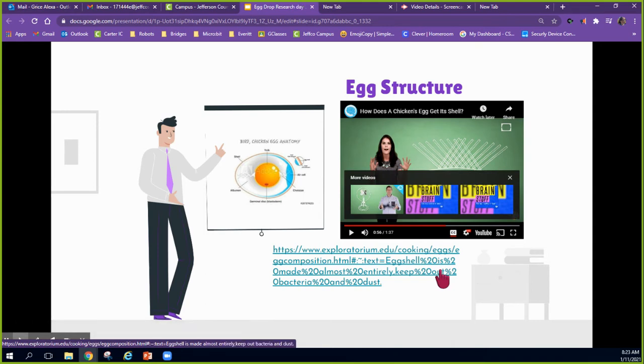So how are eggshells formed? They grow calcium like crystals. So that would be the answer to your first question. How are eggshells formed? They grow calcium like crystals.